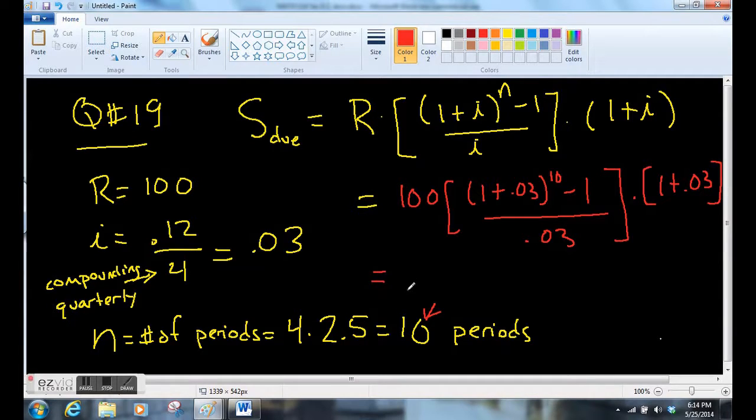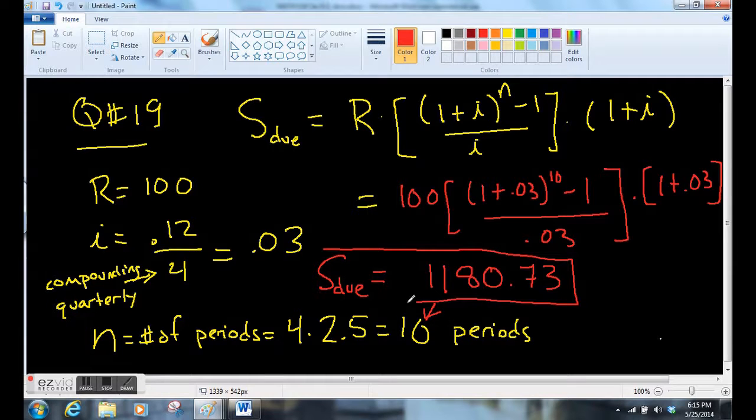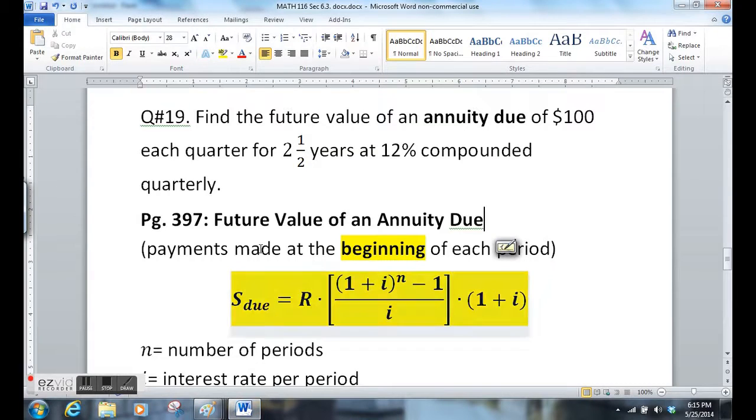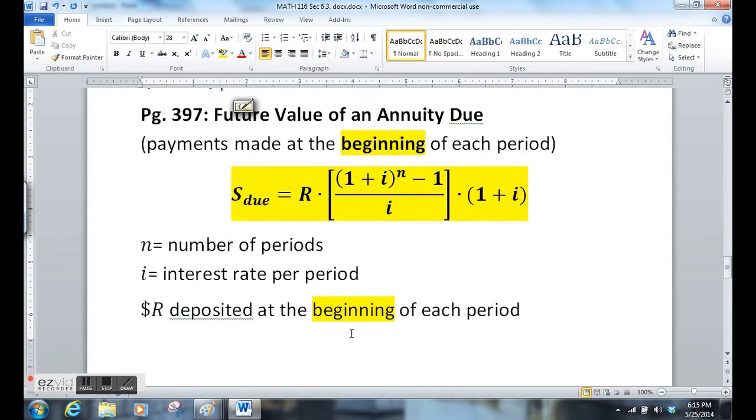Whew! You're going to want calculators for this. And this all equals about $1,180.73. S due. So again, the difference in this problem is you are paying at the beginning of each month, or in this case, every 3 months, each quarter. So, back to this problem. So find the future value of an annuity due. Annuity due means the beginning of each period. You use this different formula.